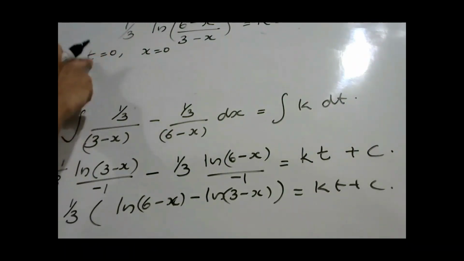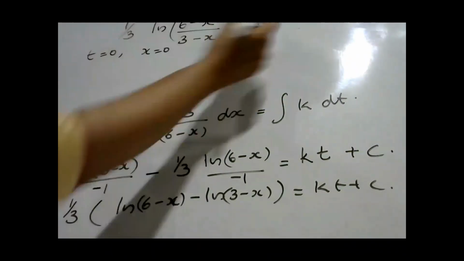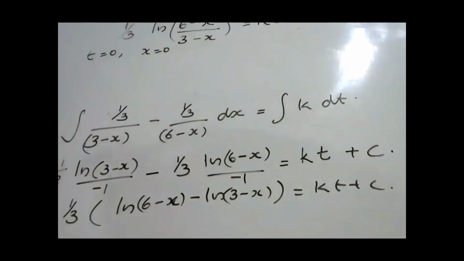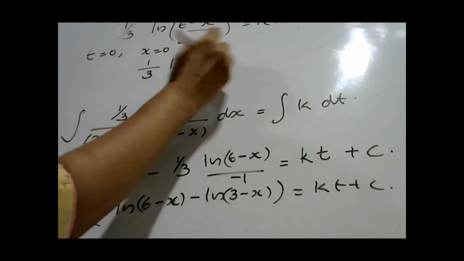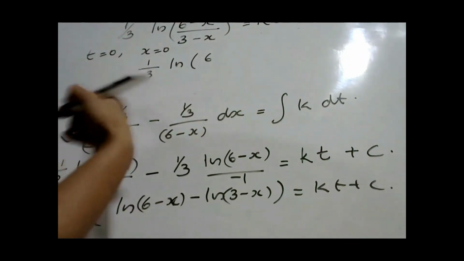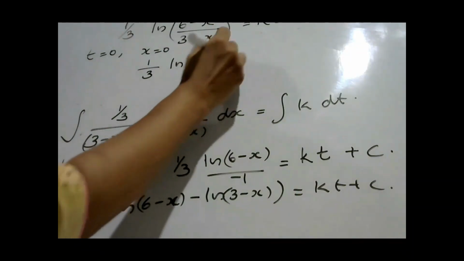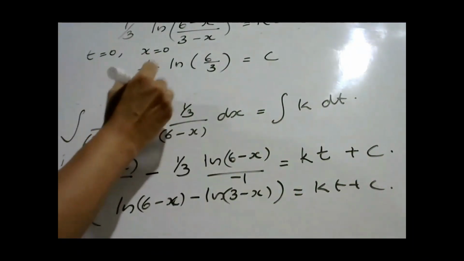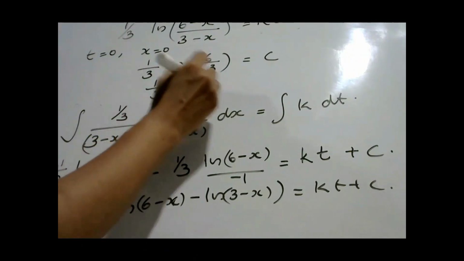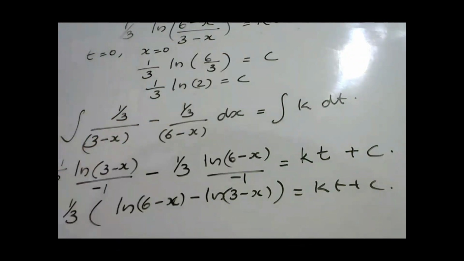So I substitute that when t is equal to 0. So these terms cancel, and here only c is left. So this is now 1 over 3 ln of 6 minus 0. That's the same as 6 over 3, so 1 over 3 ln of 2 is equal to c. You got the value for c.